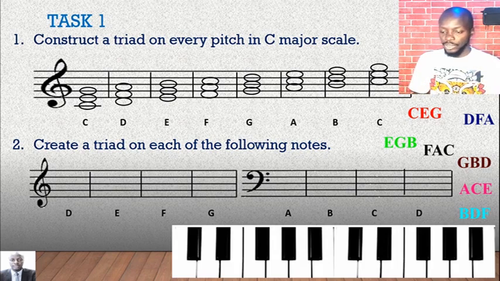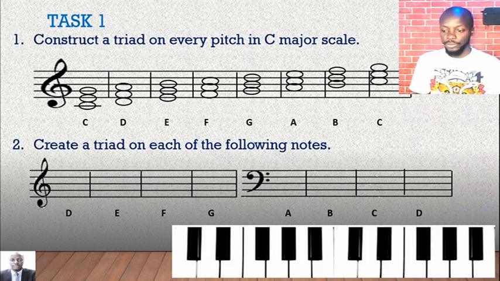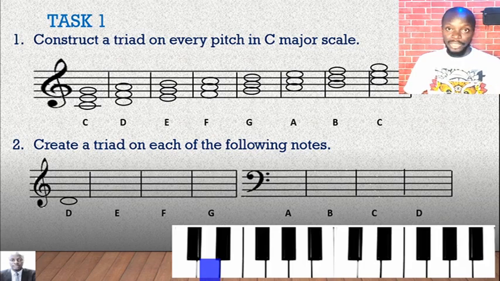Now let's go to the second question. It says, create a triad on each of the following notes. Now, let's see what happens here. It says create a triad on D, right? Of course, D is the root. So D will be the first note or the first pitch of the triad, right? And the next one is the third from D, which is F. So you have F, and the next one is A. So that you have D, F, A.